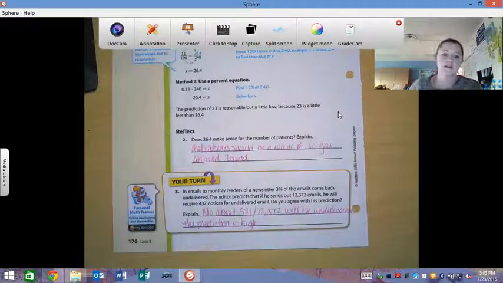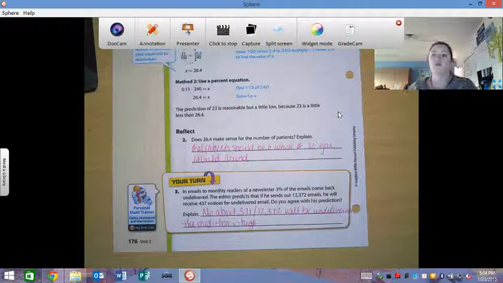For the number 3 on your turn, it says, in emails to monthly readers of a newsletter, 3% of emails came back undelivered. The editor predicts that if he sends out 12,372 emails, he will receive 437 notices for undelivered mail. Do you agree with his prediction?